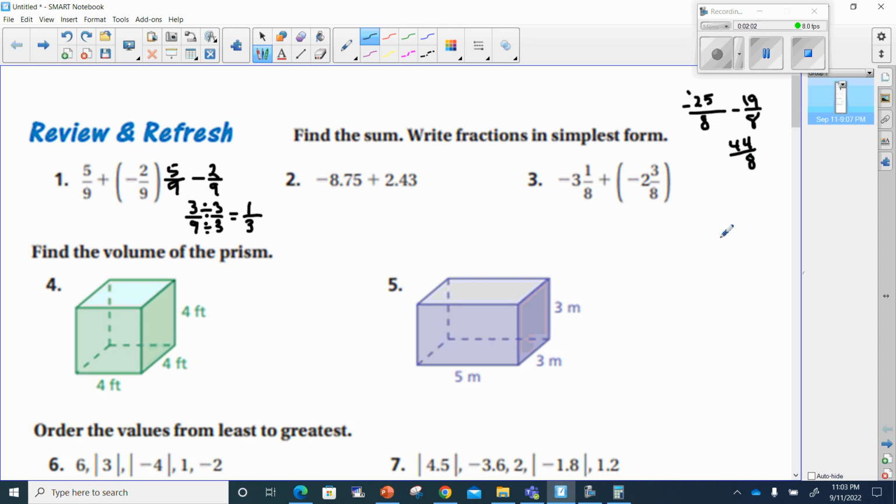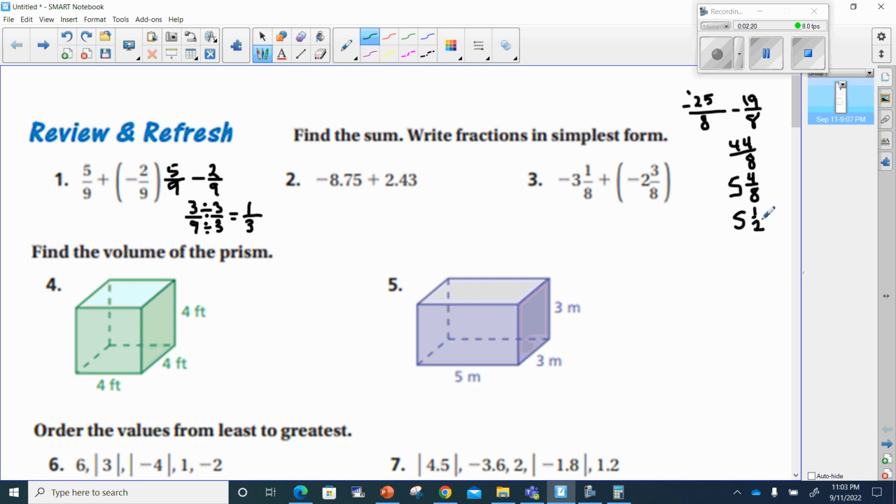44 divided by 8 is going to give me, well, 8 goes into 44 5 times, because that'll give me 40 with 4 left over. 4 over 8 is saying 1/2. So this would be 5 and 1/2.